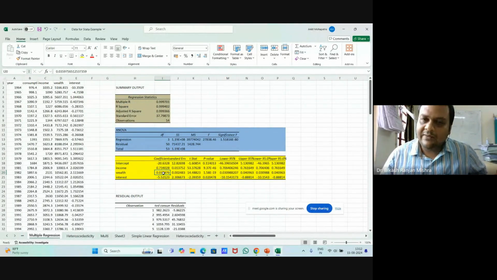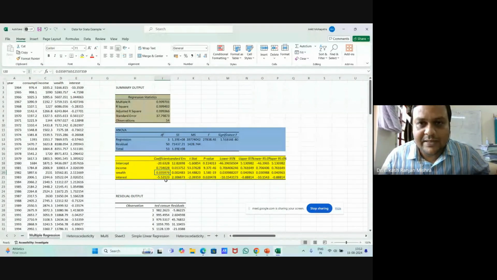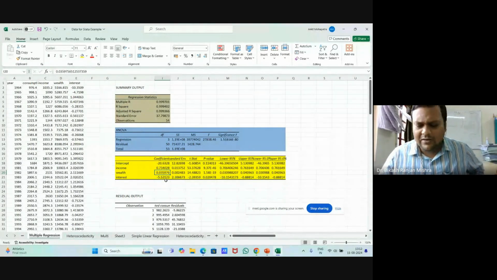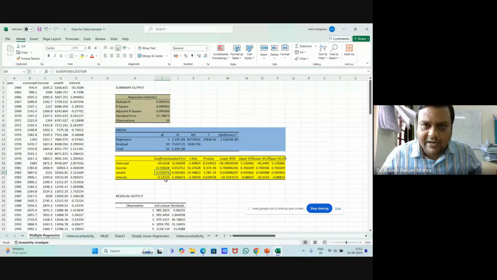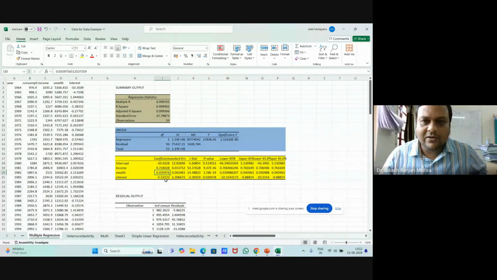Now, in a similar manner, we can interpret wealth, because wealth and income are in rupee terms, and they are found to be positive also. So if there is a 1 unit increase in wealth, then there will be a 0.035976 rupees increase in consumption. If your wealth increases by 100 rupees, then accordingly your consumption will increase by 3.5976 rupees. Sorry, not income, rather wealth.